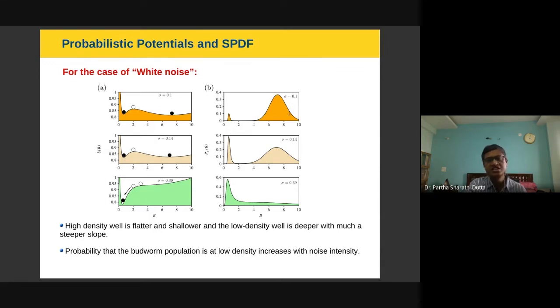But as we increase the noise intensity, the probability distribution around the lower steady state increases, and hence the lower steady state is more stable. So what we see is that the high density well is flatter and shallower, and the low density well is deeper with a much steeper slope as we increase the noise intensity, and this is also visible from the probabilistic potential.